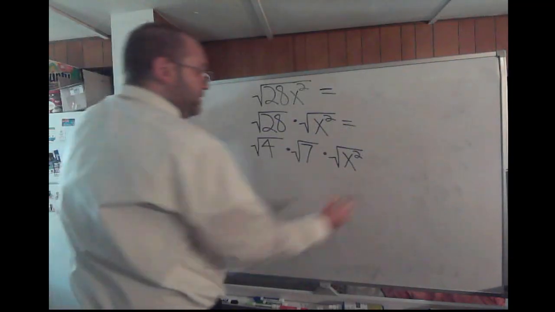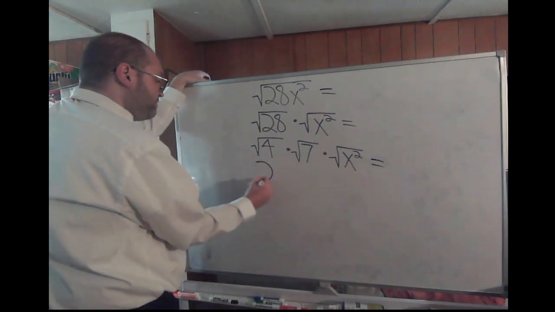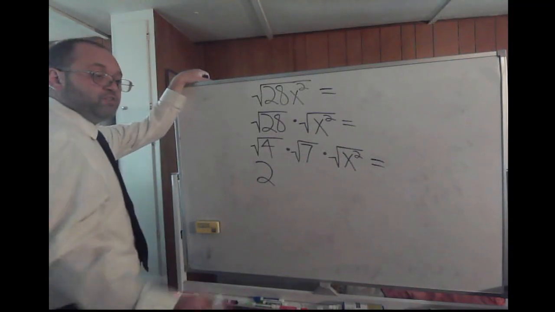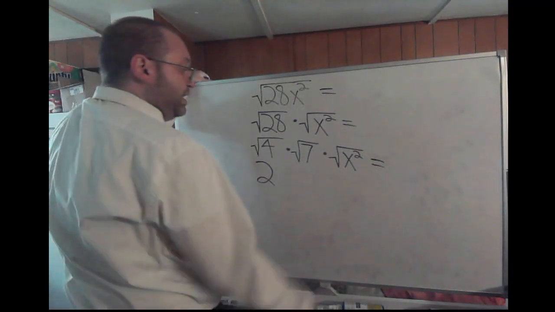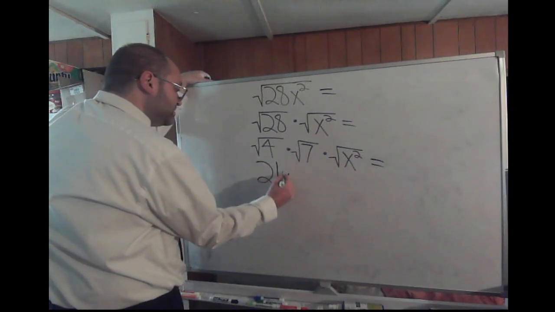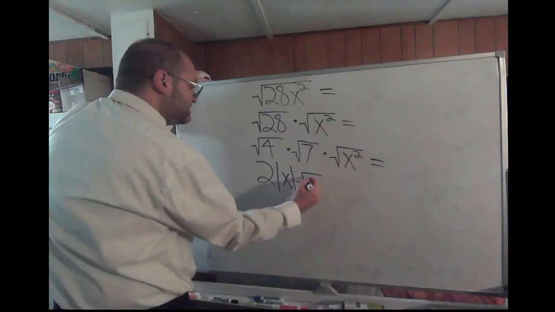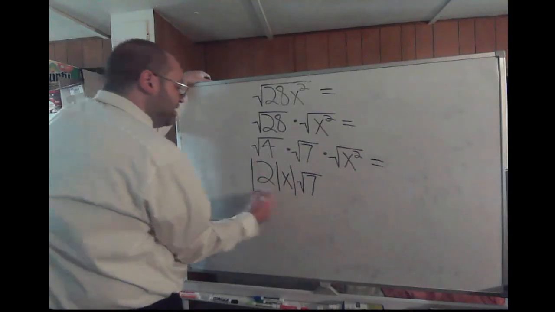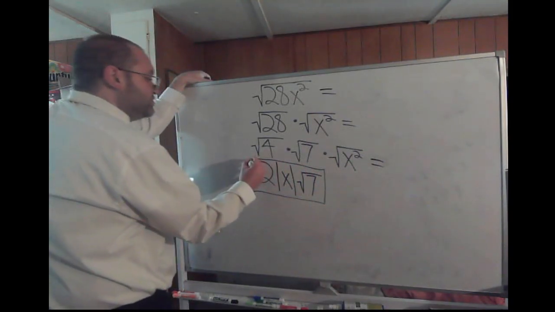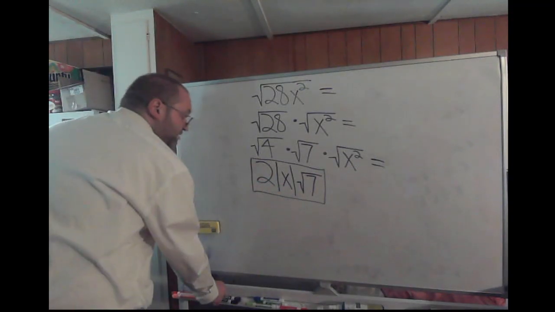So then what you're going to get here, well, we know the square root of 4 is 2. Square root of 7, there's nothing we can do with that. It's not a perfect square, but the square root of x squared, that's going to be the absolute value of x. So you'll have 2 times the absolute value of x times the square root of 7. That would be your answer for this one.